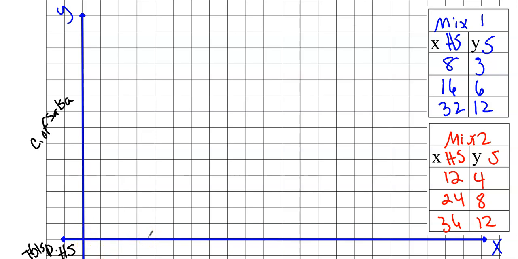Well, I need to add some numbers. Now, here's the thing. The scale that I put on the x-axis doesn't have to match the y. In fact, when I look at this x, look how high it goes up to. It goes up to 36. But notice the y only goes up to 12, just in these numbers that we have. So what I'm thinking of doing is counting by twos.